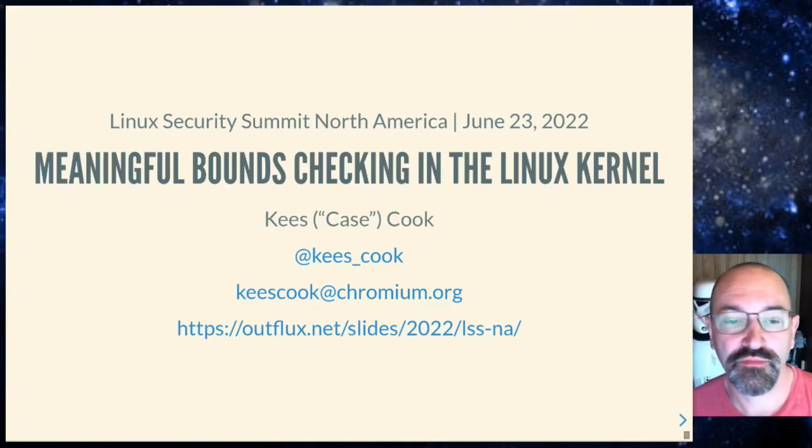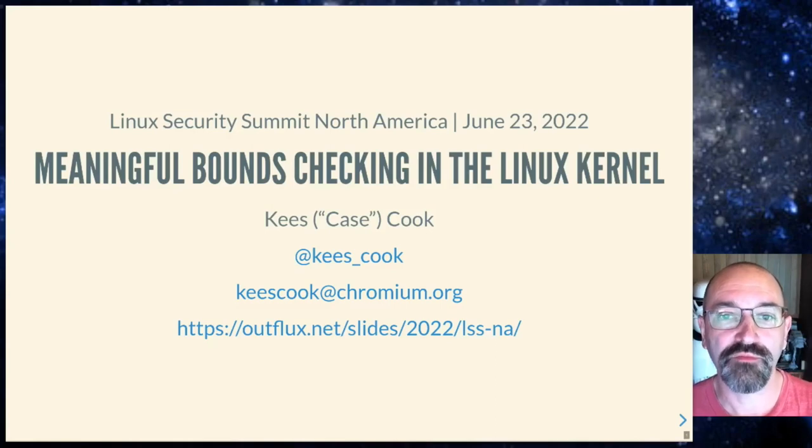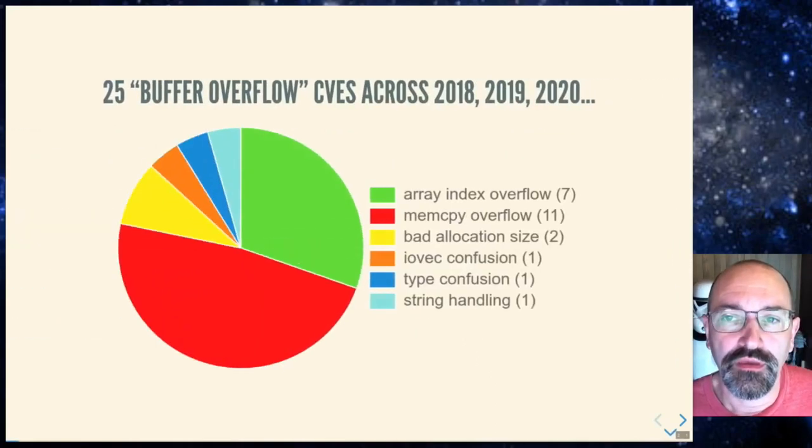I'll be talking today about the work we're doing in the Linux kernel for adding some more meaningful bounds checking. In 2021, I started looking at what data we had on security vulnerabilities that were classified as buffer overflows. I went back through 3 years' worth of these and found 25 of them and broke them down by what types they were.